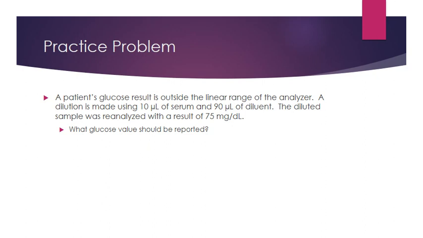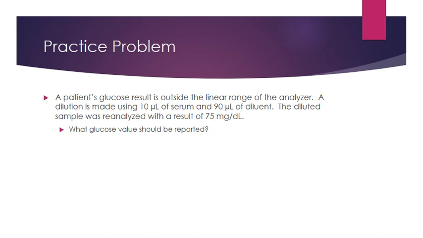So what do we have to do first? Well, first we need to determine the dilution factor because we don't know what that is, so we can't multiply our result by it. To do that, we will figure out our total volume and then divide that by our initial volume, and we'll get our dilution.